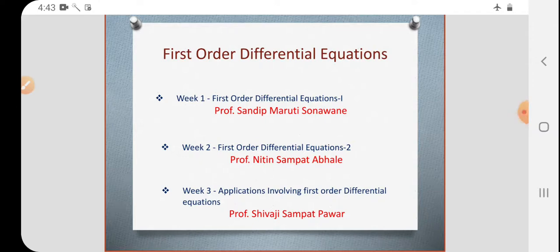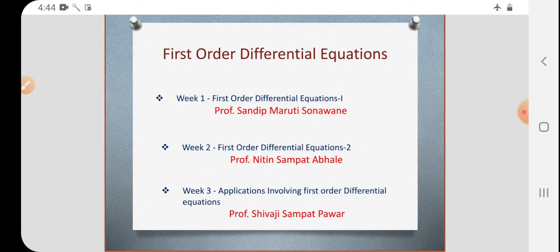Today we will start a new course, First Order Differential Equations, which has many applications in engineering as well as science. So our objective is to learn first order differential equations, how they are formed, and how we solve them. This course we divided into three parts, or we are going to cover it in 3 weeks.